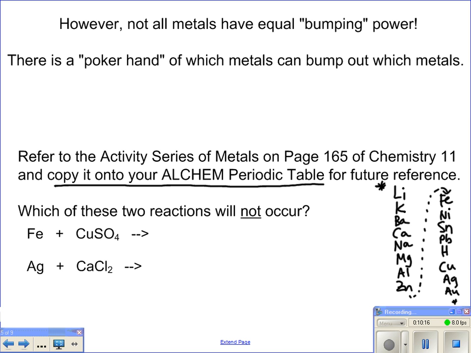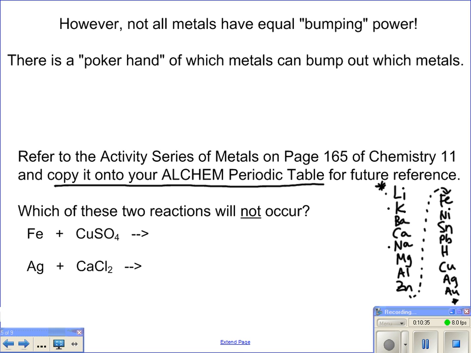At the very bottom, the weakest of the metals, Au, is gold. It is not able to bump out anything at all, or if it does, it's an incredibly slow reaction. And so you can notice that a lot of group 1 and 2 elements are at the top of this list. We have lithium as an alkali, potassium and sodium.